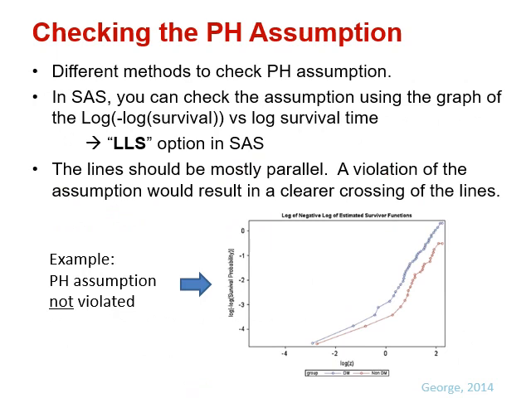There are different ways of checking for the proportional hazards assumption. A simple way in SAS to check the assumption is to run the PROC LIFETEST with the LLS option. You can see an example here. If the proportional hazard assumption is met, you would see the lines to be approximately parallel, as it is in this case. Otherwise, the lines would cross. That would indicate that the proportional hazard assumption is violated.